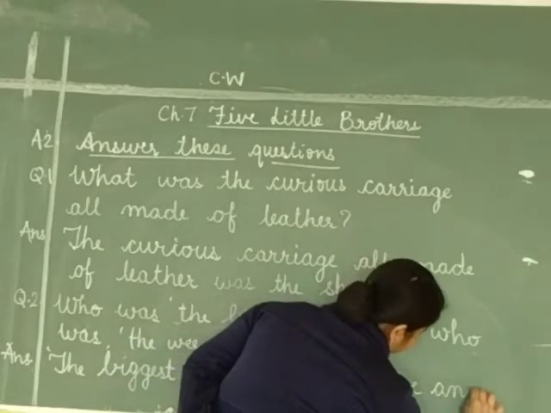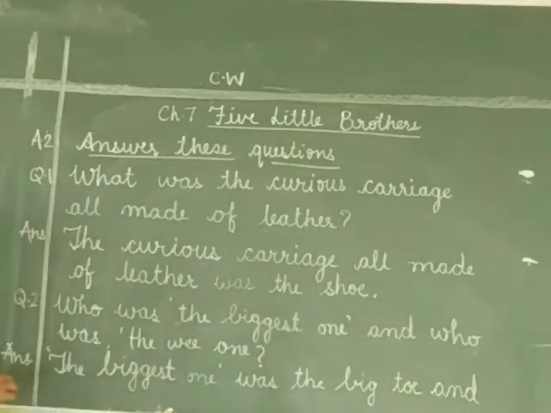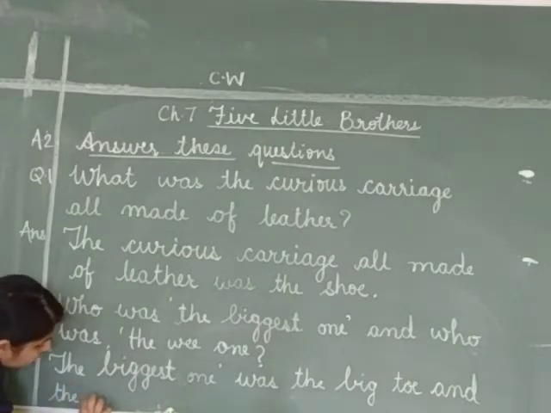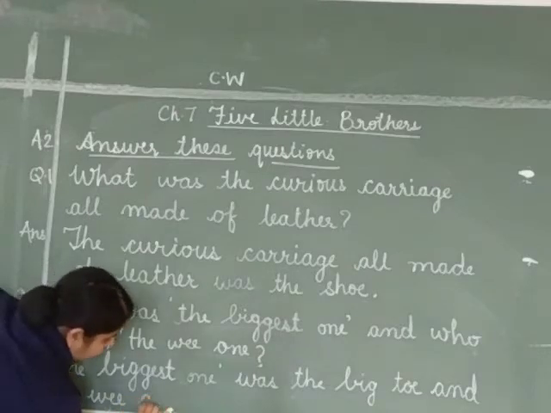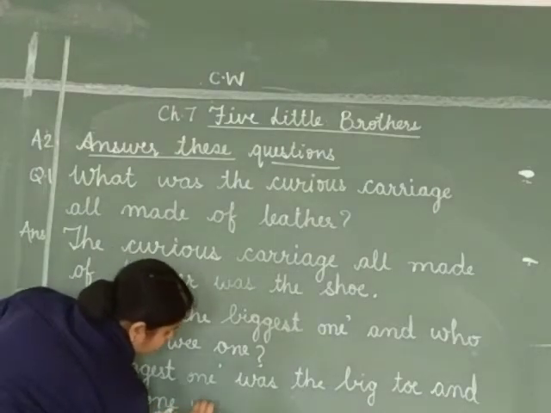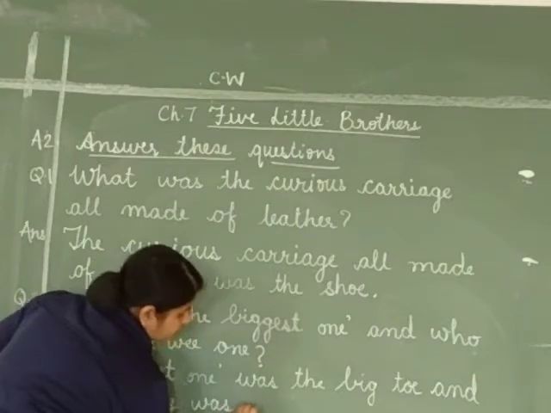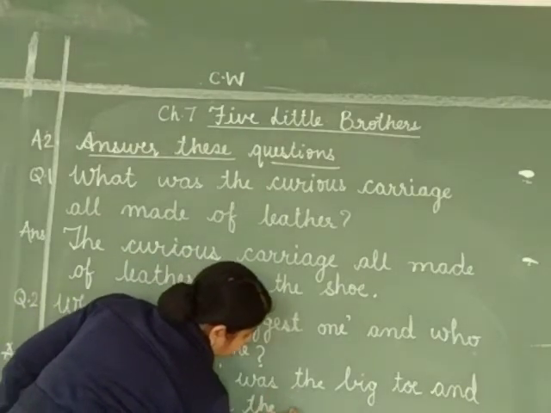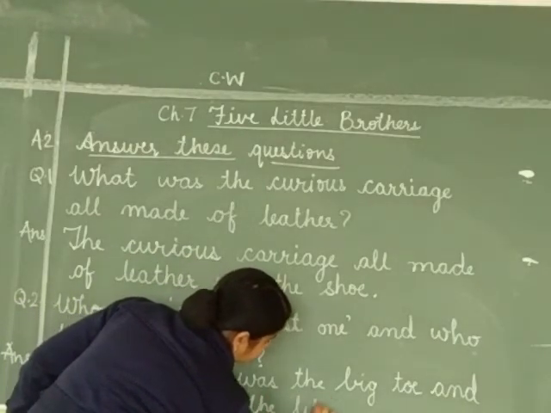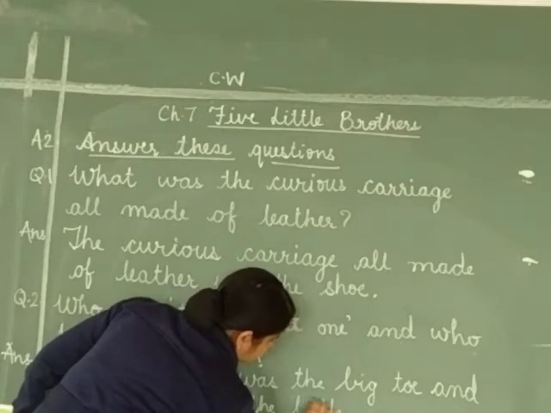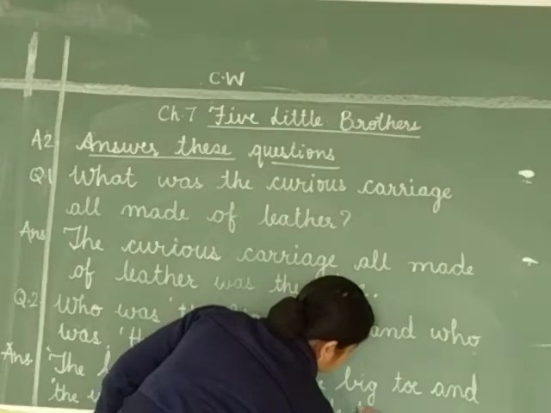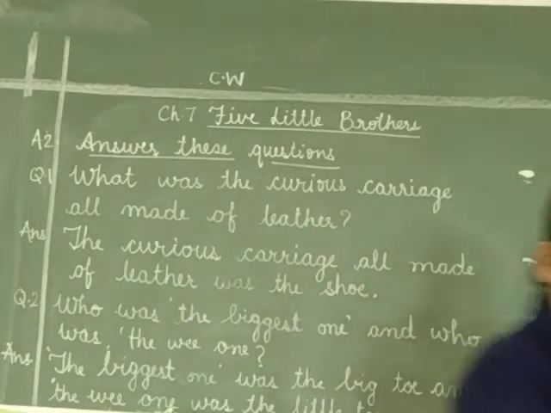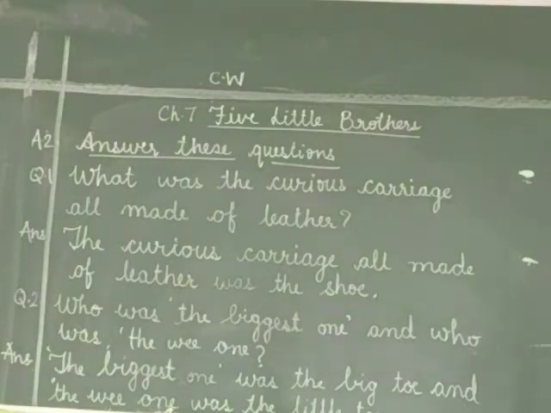The smallest one, W-E-E, wee. Was the little toe, L-I-double T-L-E, little toe. Write it fast so that I could erase it.